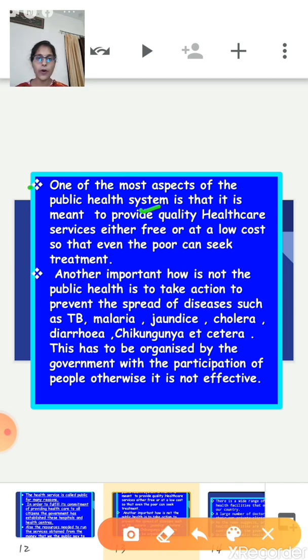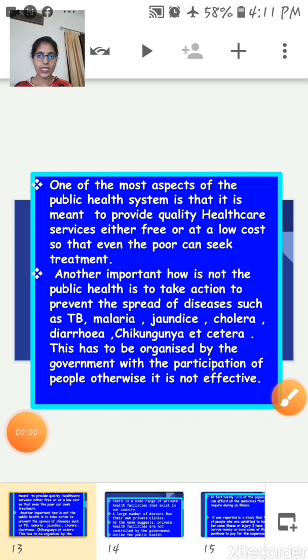Another important aspect of public health is to take action to prevent the spread of diseases such as TB, malaria, jaundice, cholera, diarrhea, chikungunya, etc. And this has to be organized by the government with the participation of the people, otherwise it is not effective. So public healthcare services, as I said, are run by the government, right?